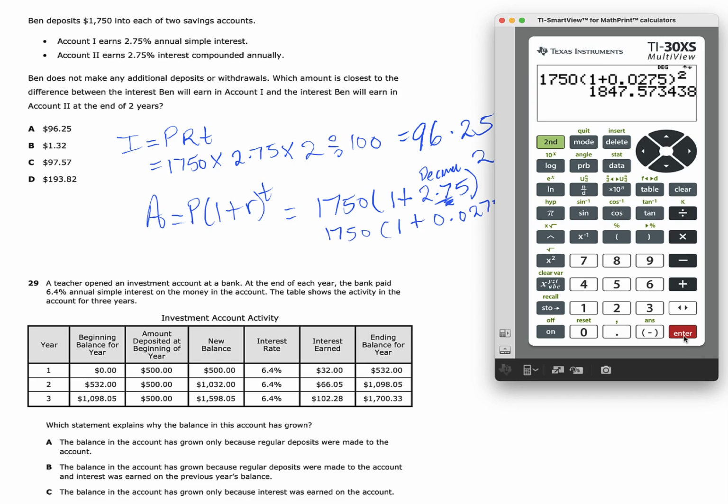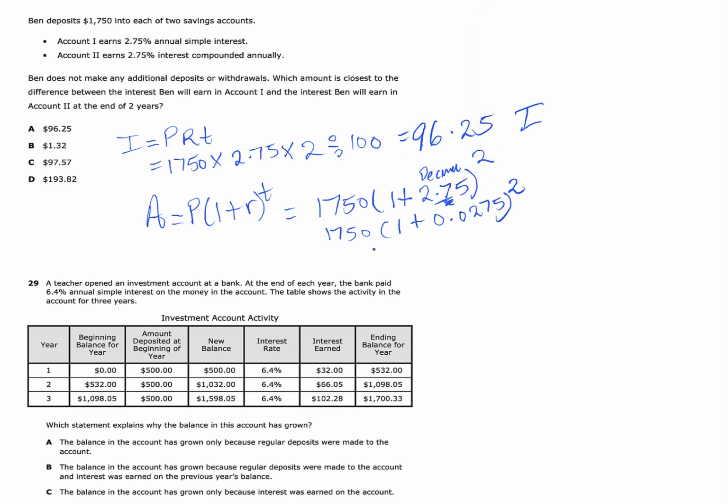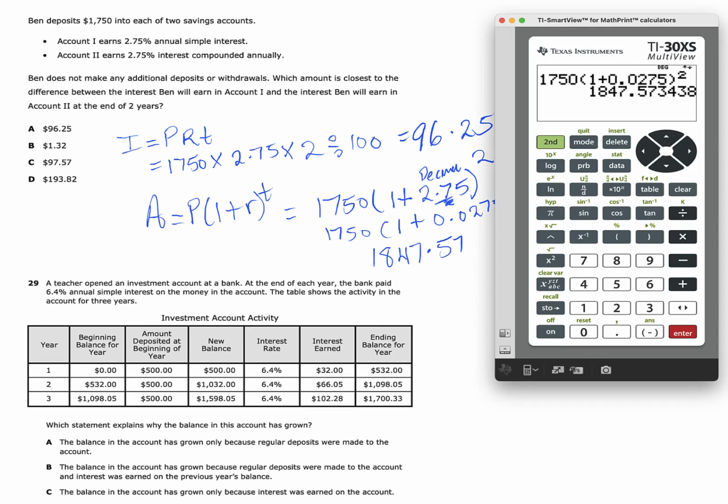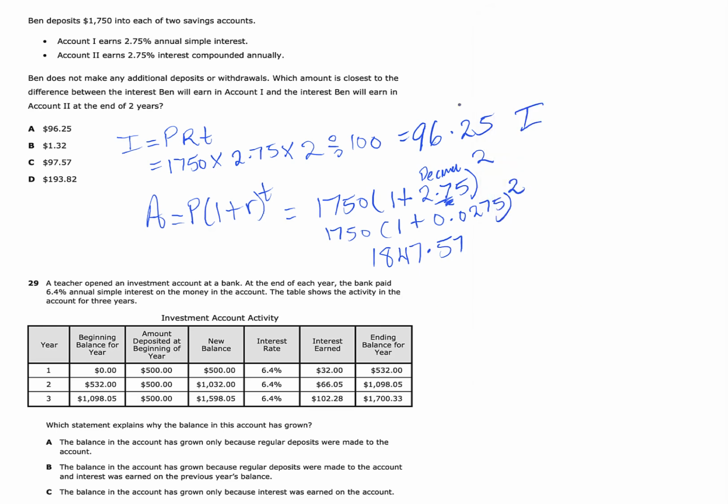And that gives me a value, and I know this value looks weird. This gives me a value of 1847.57. Let's check again. Yeah, so there's a 3 there, so that remains 7. Now this A is the total amount, okay? So this A right here is the total amount.